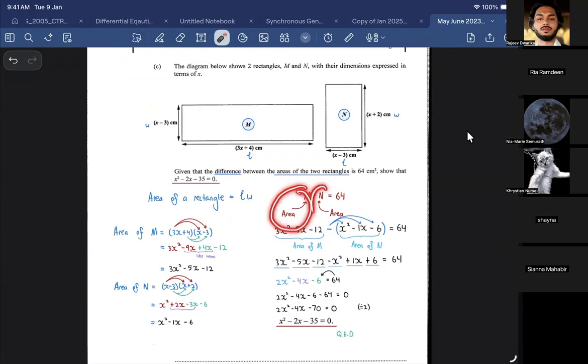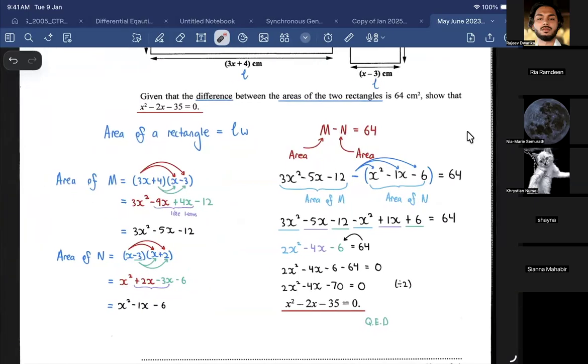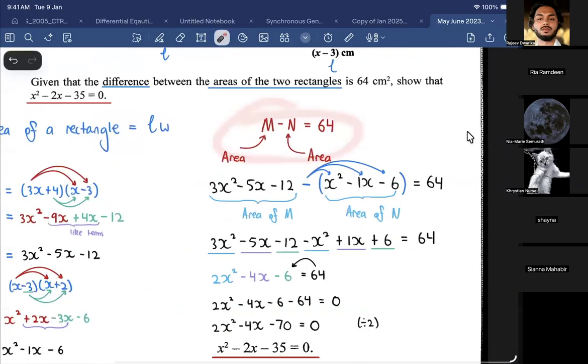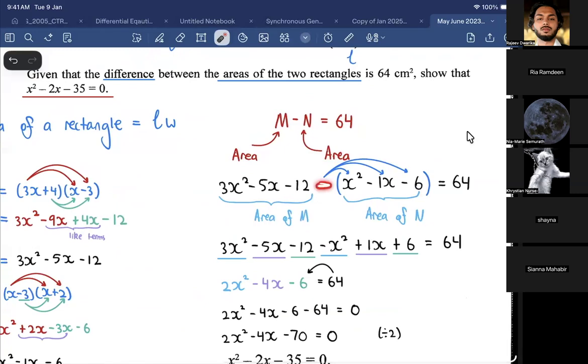We didn't know what the area was, so we had to find the area. Now we need to find some expressions in terms of x for the area. So to find the area of M, I said 3x plus 4 by x minus 3. I did binomial expansion, and I got 3x squared minus 5x minus 12. And same thing for area of N, and then I plugged it into the equation we came up with. Now, could somebody tell me why I put brackets over here for N? Christian, you think you could tell me why I put brackets here? Why didn't I just write minus x squared minus 1x minus 6?